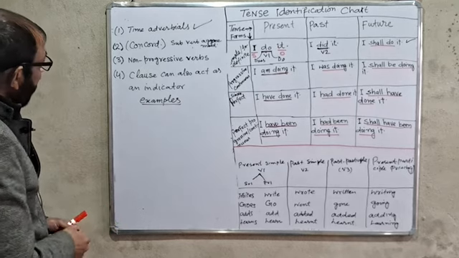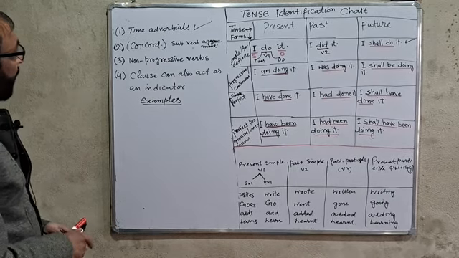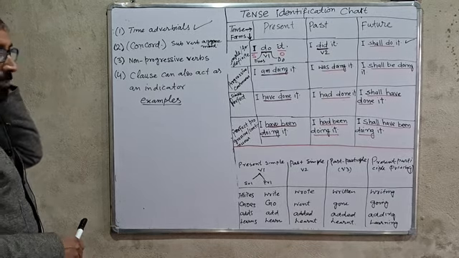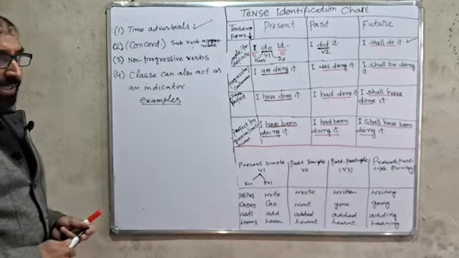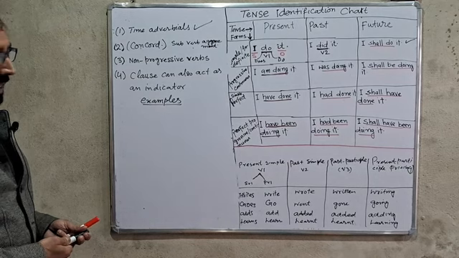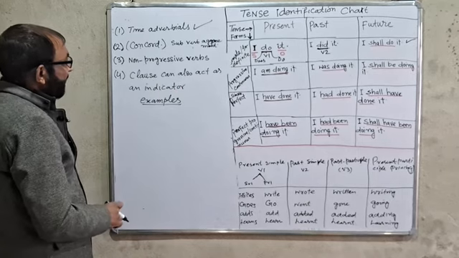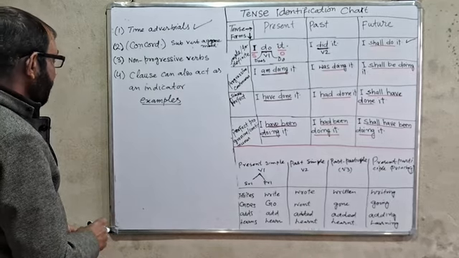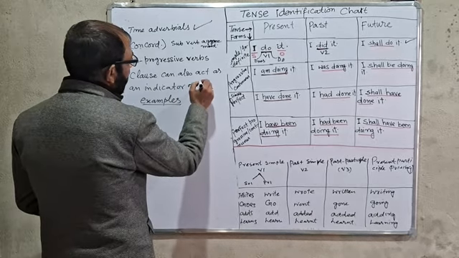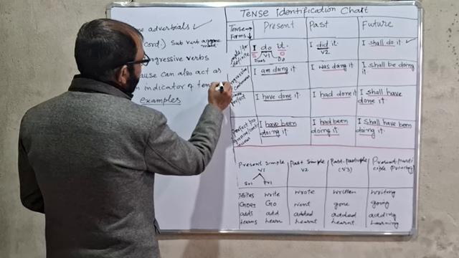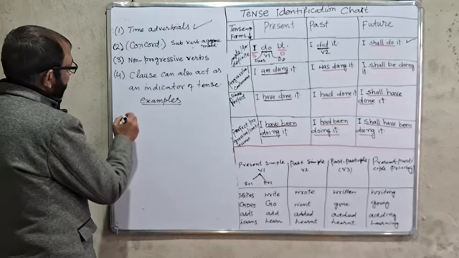Until now, we are acquainted with three points. Time adverbials decide the fate of tense. Concord, subject-verb agreement, means subjects can decide the fate of tense. Non-progressive verbs can decide the fate of tense, which tense is appropriate and accurate. And number four, clause can also act as an indicator of tense. The following examples will help you understand this. Example number one.